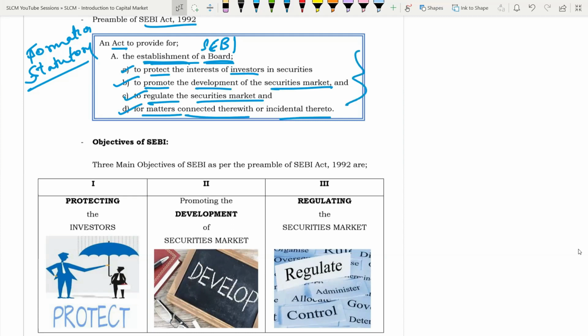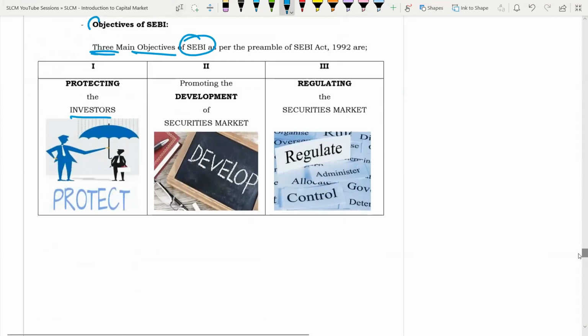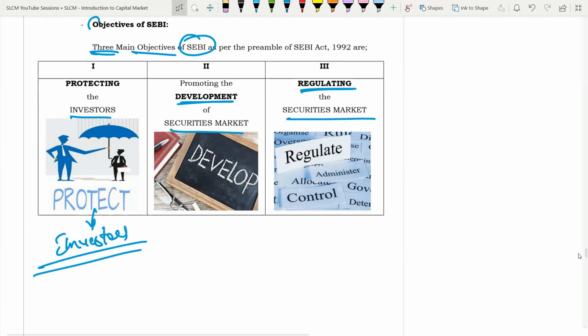So by this preamble, we can establish that there are three main objectives of the Securities Exchange Board of India. The first one is protecting the investors. The second one is developing the securities market. And the third one is regulating the securities market. One objective is from the point of view of the investors, that we should ensure they are protected at all times, their investment is safe and secure, and we are giving them utmost protection from any kind of scam or fraudulent activities within the market.